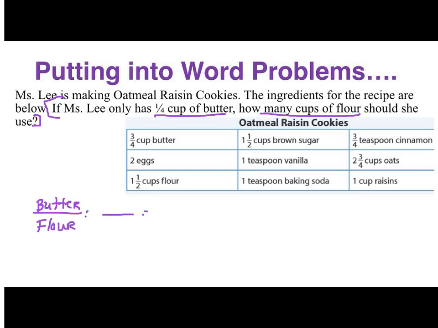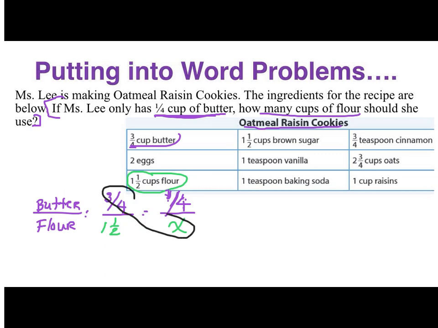So the first thing I need to do is look originally. How much, if she was following the original recipe, she would need 3/4 cup butter. So I'm going to put that on the top. Now I need to look for the flour. Looks like if the original recipe used 3/4 cup of butter, she had to use 1½ cups of flour. But we can see that she doesn't have 3/4 cups of butter. She only has 1/4, so that goes on top. And our X goes on the bottom because we're looking for how much flour she uses.